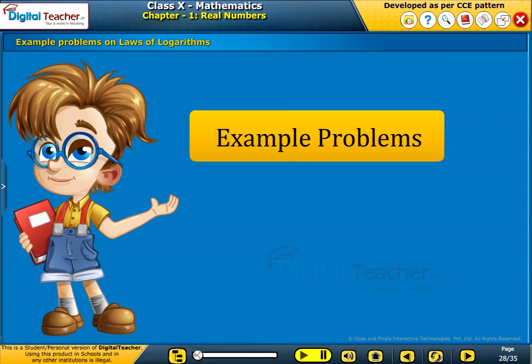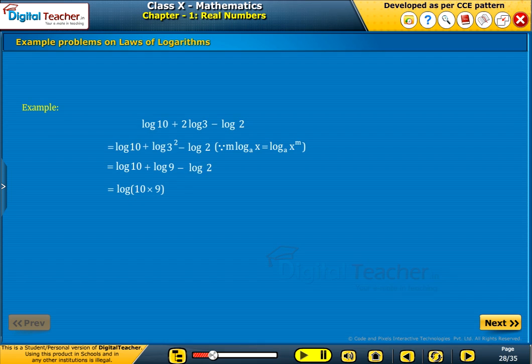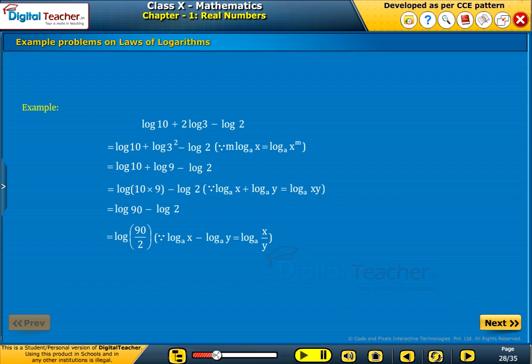Now, let us solve some example problems based on all these three laws. Write log 10 plus 2 log 3 minus log 2 as a single logarithm. Initially, write the second term of the given expression in the form of third law as shown. Now, write the first two terms using first law as shown on the screen. Now, finally represent the above equation in terms of second law. Therefore, the single logarithm of the given expression is log 45.